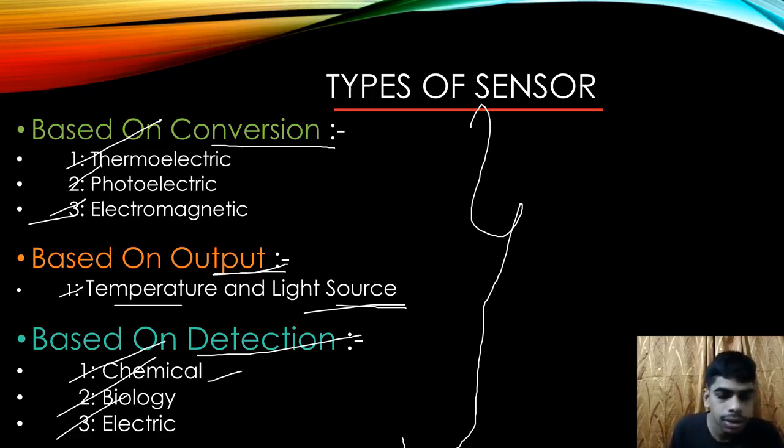So we discussed all about conversion, output, and detection. Mainly it is temperature based, light based, chemical based, biological based, electrical based, thermoelectric based, photoelectric based, and electromagnetic based, and much more.